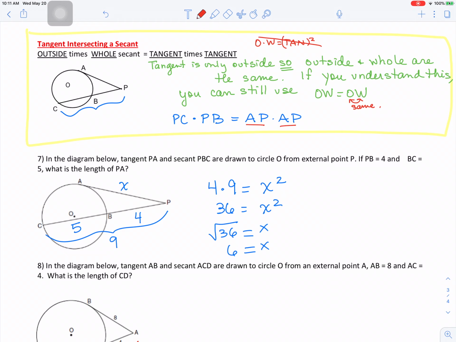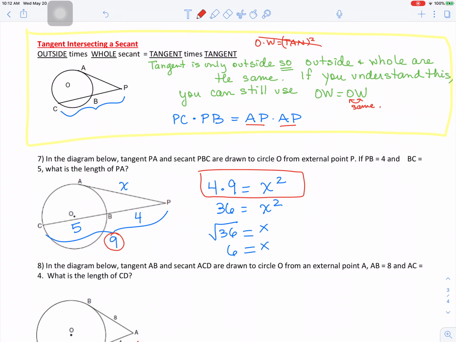Here's an example. We're looking for the length of the tangent. They tell us that PB is 4 and BC is 5. So use your math teacher bracket. You always need the whole piece. So that's where this came from. I added 5 and 4. There's no 5 directly in my problem, but it's hidden in there in the 9. Okay? That's where the 9 came from.